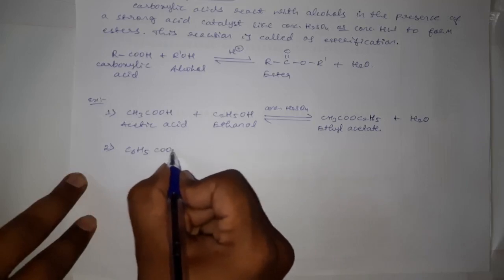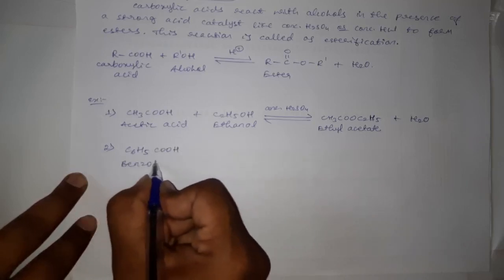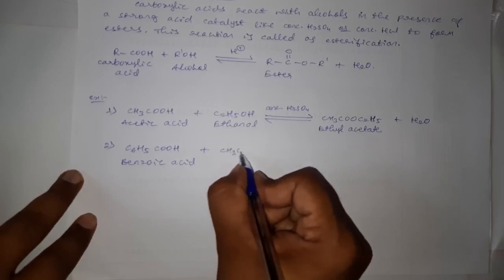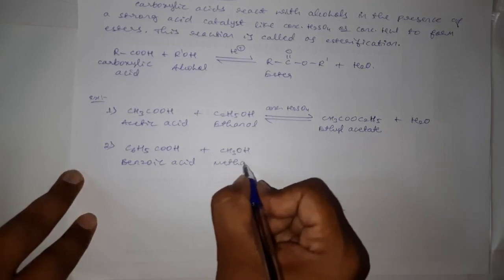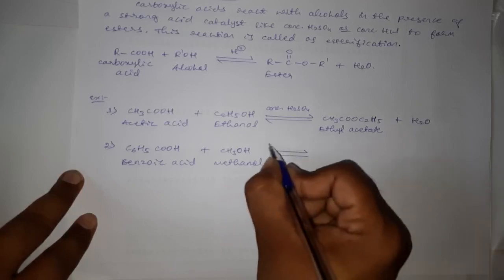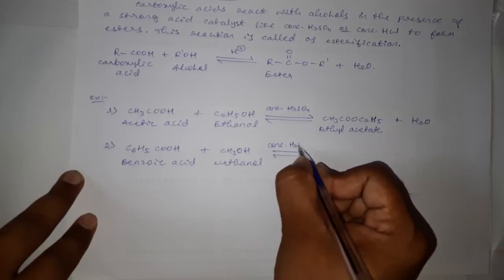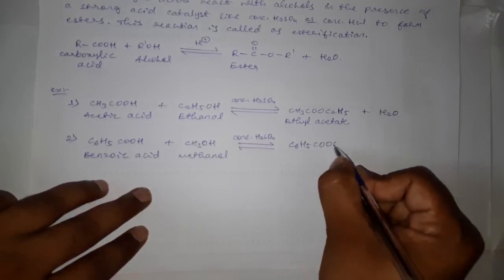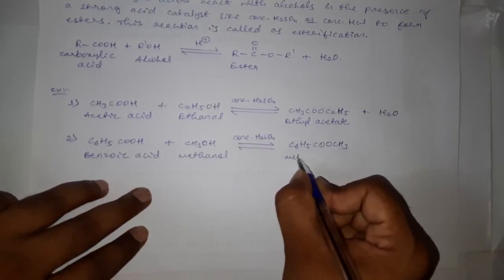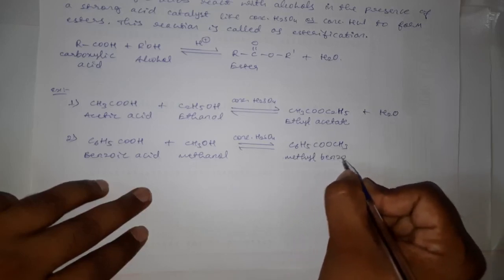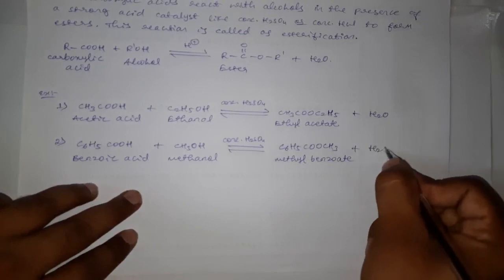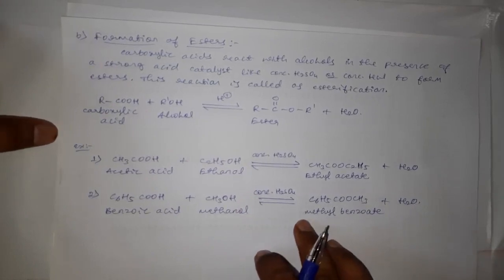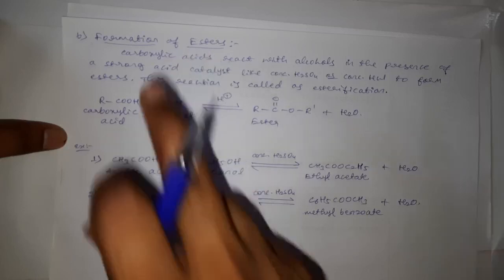We can take another example for this one. This is benzoic acid. Benzoic acid, when it is treated with CH3OH, methanol, in presence of concentrated H2SO4, we will get C6H5COOCH3. It is methyl benzoate plus H2O. Okay, this is the second conversion of carboxylic acid, the conversion of carboxylic acids into esters.